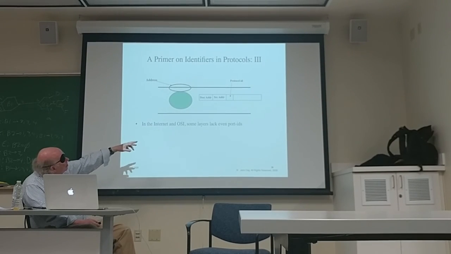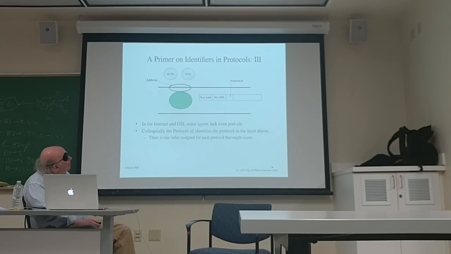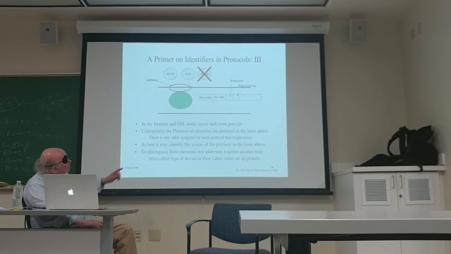In the internet and OSI, some layers lack even port IDs. Colloquially, they'll have a protocol ID field that identifies the protocol in the layer above. There is one value assigned to each protocol that might occur. Therefore, you can't have 2 TCPs above and use the protocol ID field to distinguish. At best, it may identify the syntax of the protocol in the layer above. To distinguish flow between 2 addresses requires another field, often called the type of service and flow label.